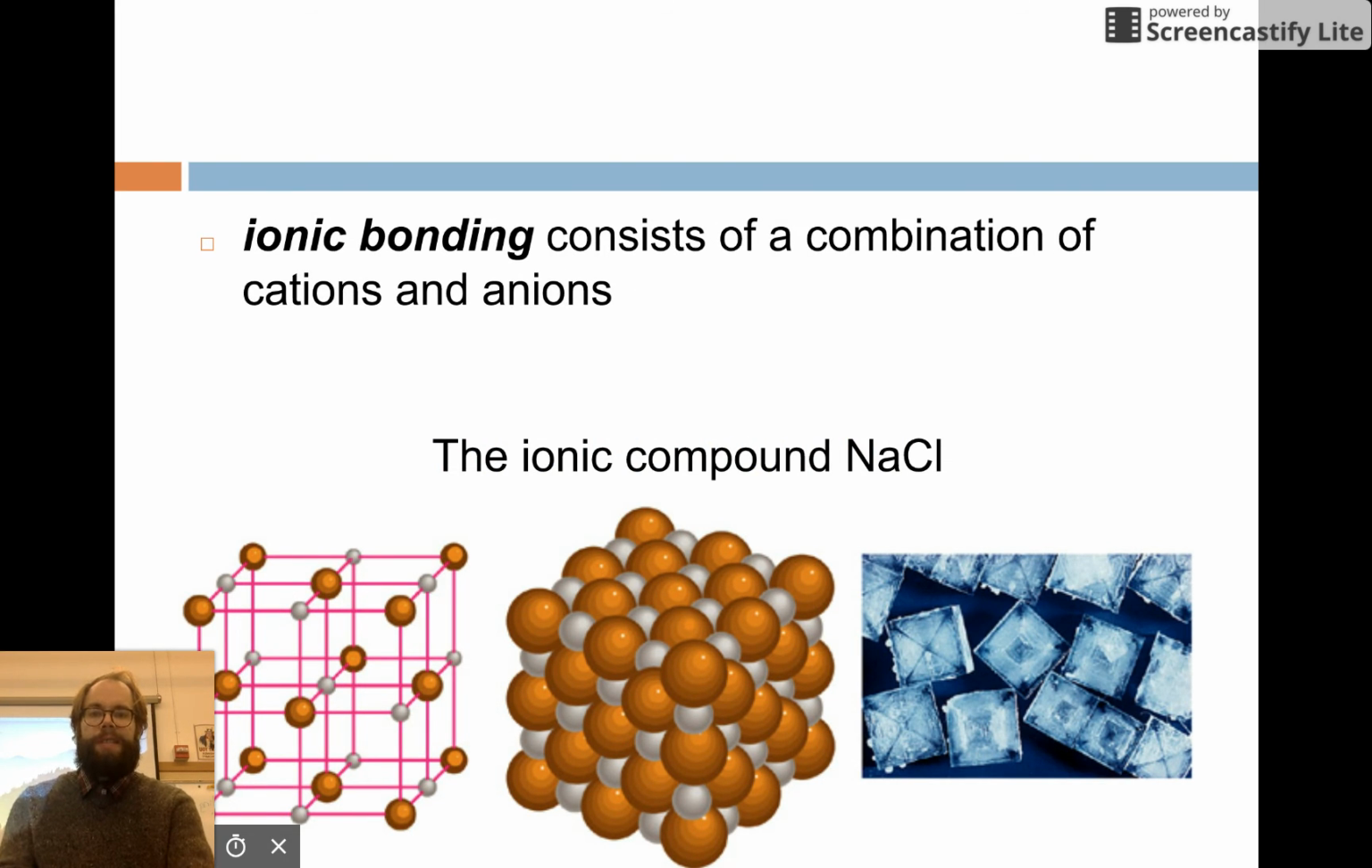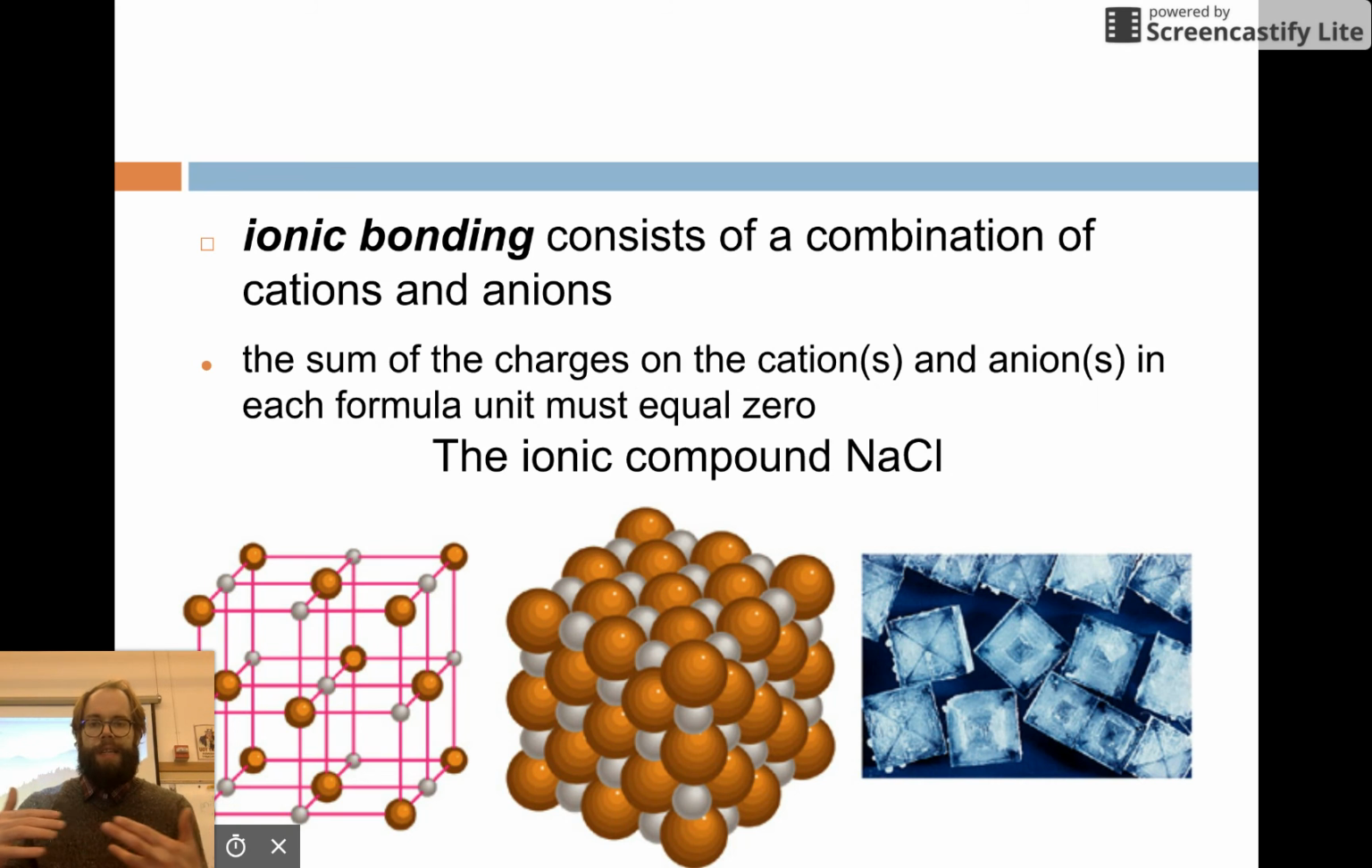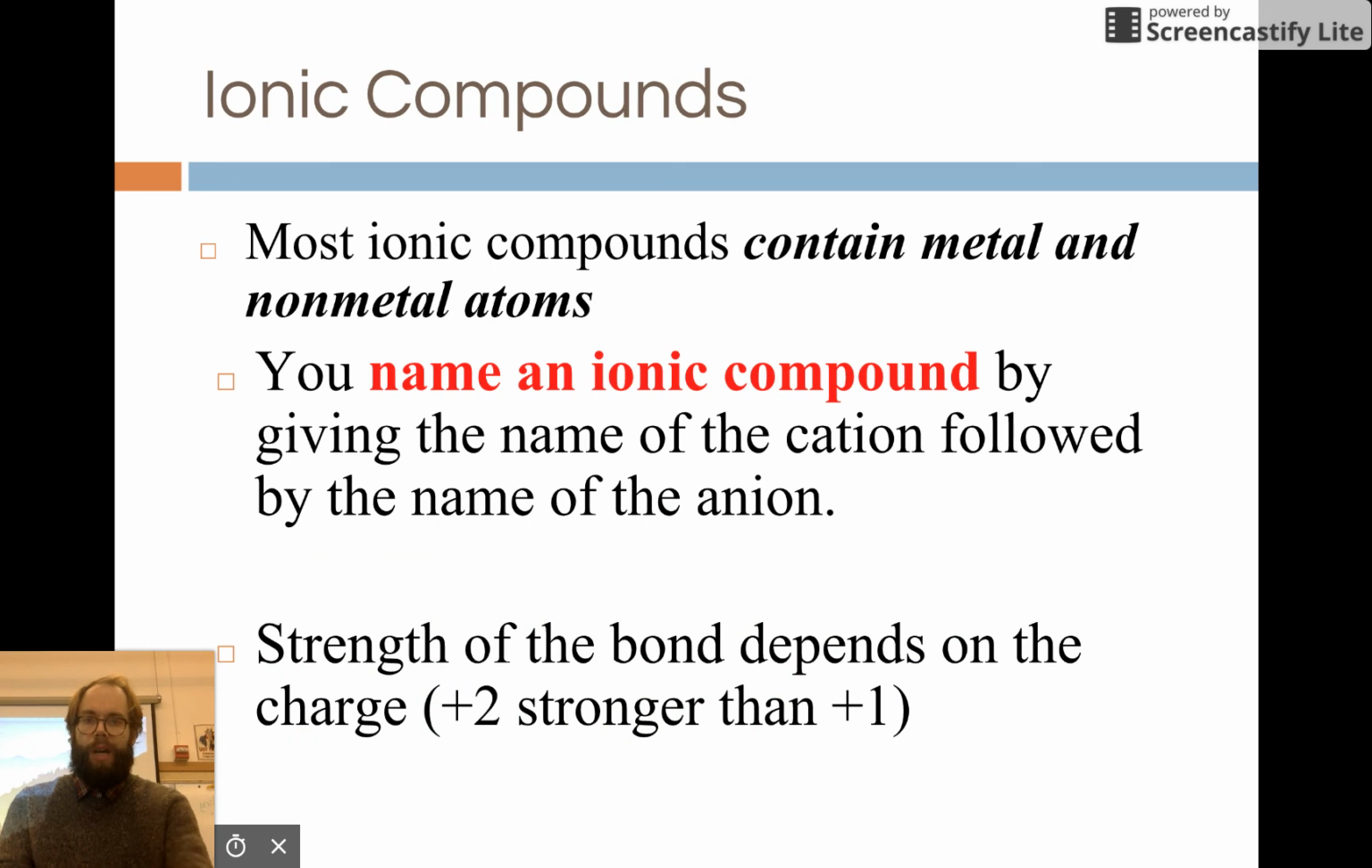Ionic bonding consists of combining cations and anions. This happens because of electricity, right? You have a negative charge and a positive charge, and they are going to attract each other. That is simply how ionic bonding works. It's quite simple. Most ionic compounds contain a metal and a non-metal. As you know, most metals have a positive charge, most non-metals have a negative charge, so they attract.